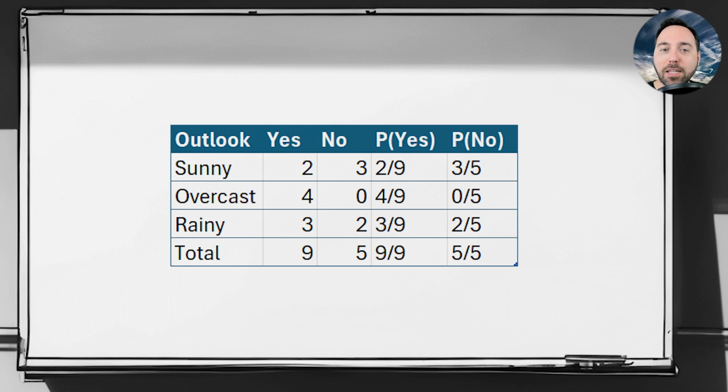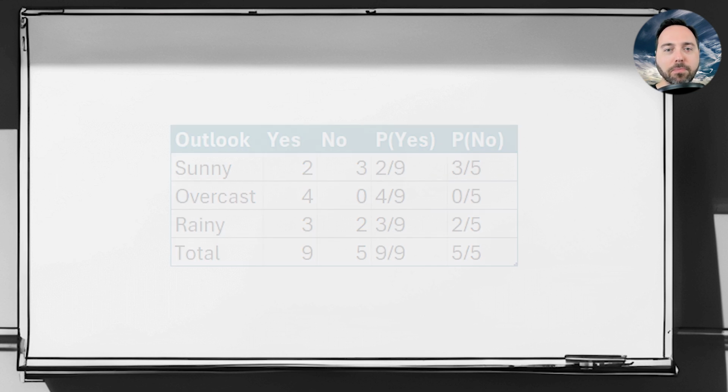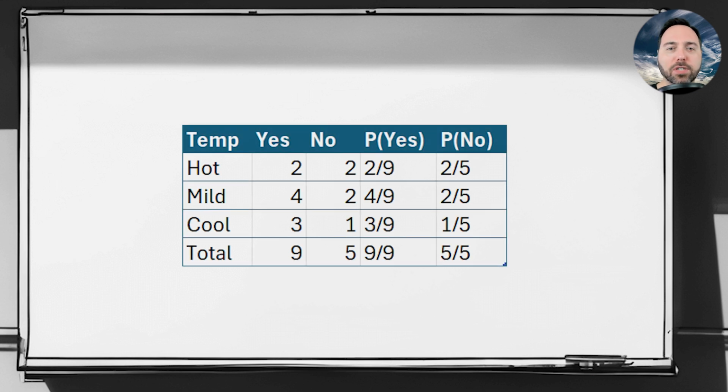Thus, the probability of it being a sunny day given that I went golfing is 2 out of 9. And the probability of it being a sunny day given that I did not go golfing is 3 out of 5. We repeat this process for each of the outlooks, and you can see that the probabilities of yes and no add up to 1, as they must. Let's repeat this process for temperature.